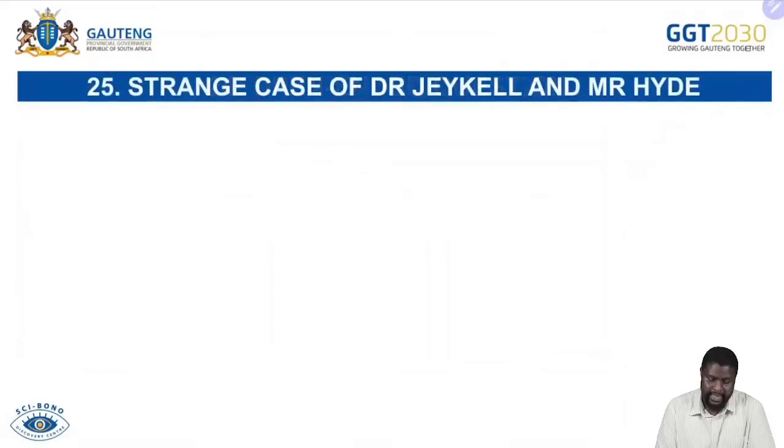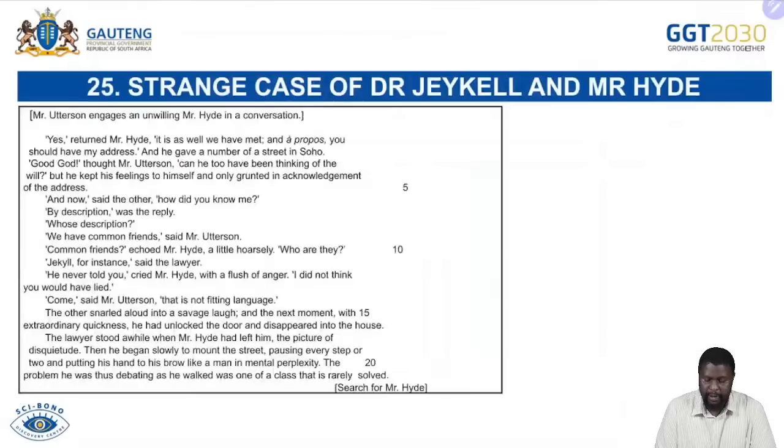Let's go on to our next genre, Strange Case of Dr. Jekyll and Mr. Hyde. Let us look at some of the questions you can come across here. Here is an extract. It's exactly the same as the previous one that we have discussed. Read the extract. Now, after reading, you will get a clue. Look at the line that is inside brackets there. It says, Mr. Utterson engages an unwilling Mr. Hyde in a conversation. Now, if you read that line, you already have a clue. You see here, Mr. Hyde is not a willing participant in this conversation. Why? Clues. Why is he not willing to participate?